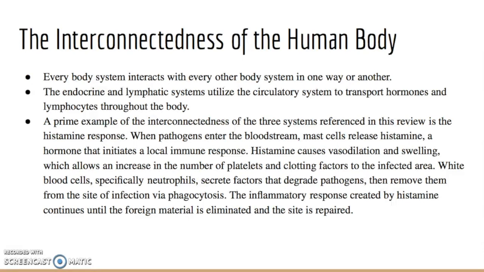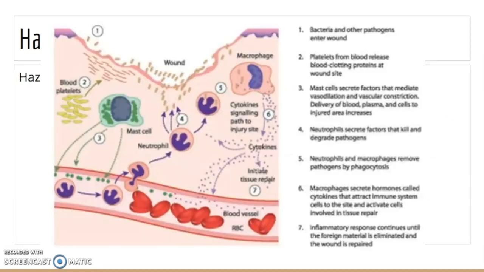Histamine causes vasodilation and swelling, which allows an increase in the number of platelets and clotting factors to an infected area. White blood cells, specifically neutrophils, secrete factors that degrade pathogens, then remove them from the site of infection via phagocytosis. The inflammatory response created by histamine continues until the foreign material is eliminated and the site is repaired.